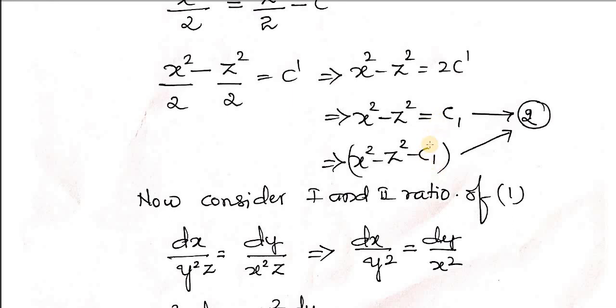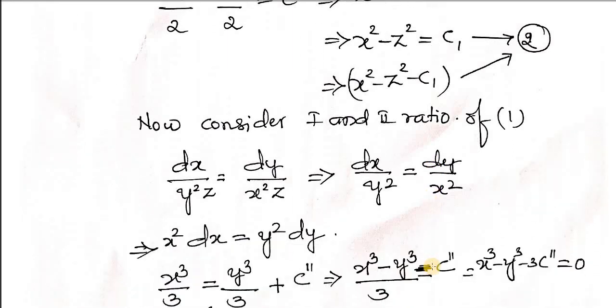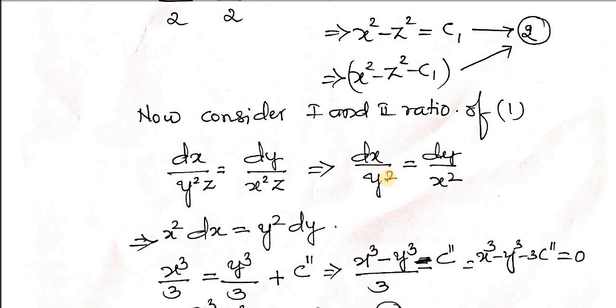Either you can choose like this, or you can choose like this. Now I will consider the first and second ratio: dx by y square z, dy by x square z. On both sides z is common, so z will get cancelled. So in the LHS part dx by y square will be there, and in the RHS part dy by x square will be there, right? Cross multiplying, the term with dx should be with x square, and the term with dy should be with y square. So I will get x square dx equals y square dy.